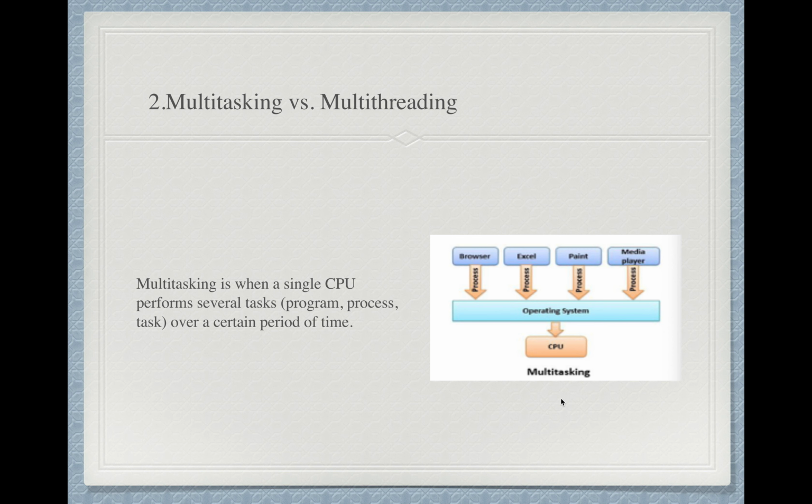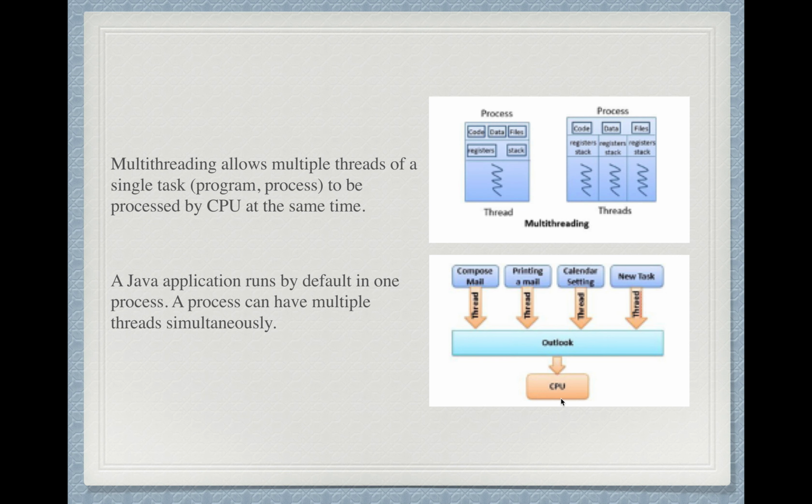A process runs independently and isolated from other processes. It cannot directly access shared data in other processes. Multithreading allows multiple threads of a single task, program, or process to be processed by the CPU at the same time. A thread has its own call stack, and a thread can access shared data of other threads in the same process.